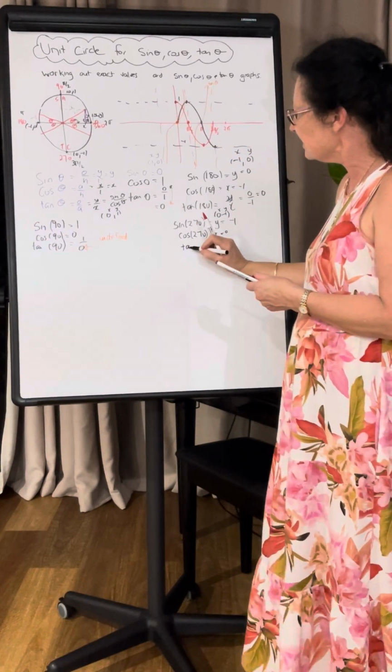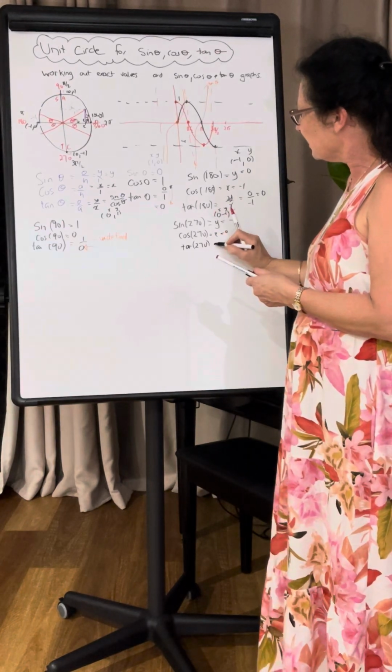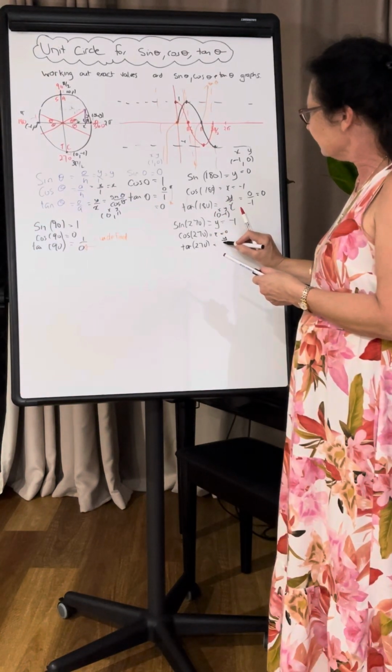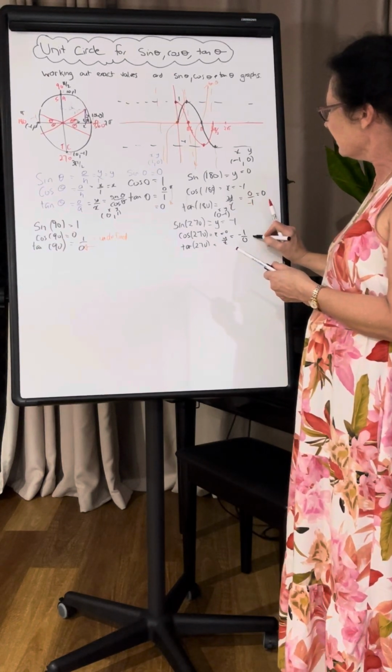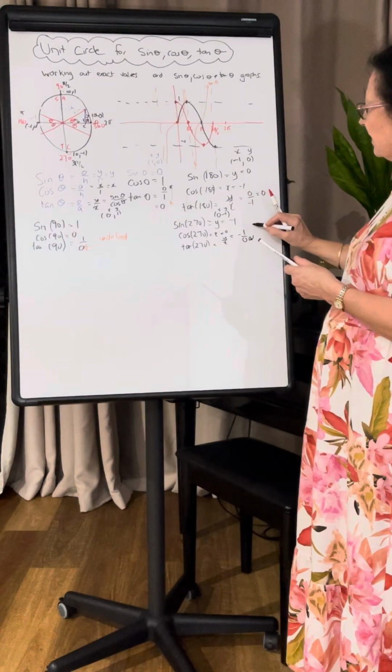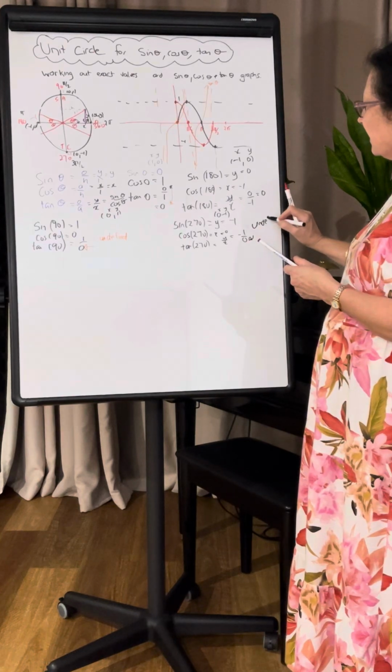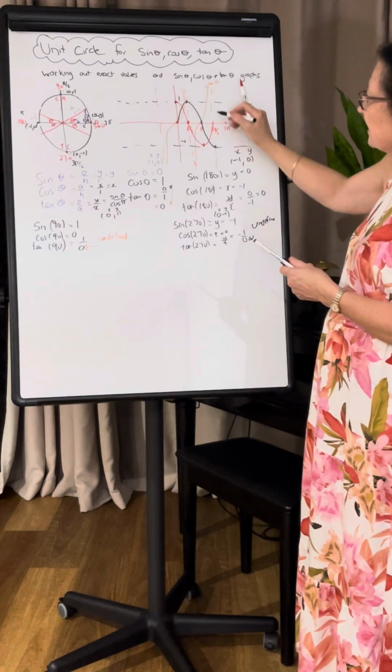Tan of 270 is y over x, which is minus 1 over 0. Again, not going to work, so that's undefined. And another asymptote, which we see there.